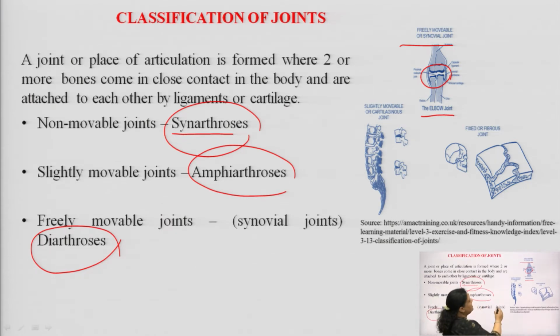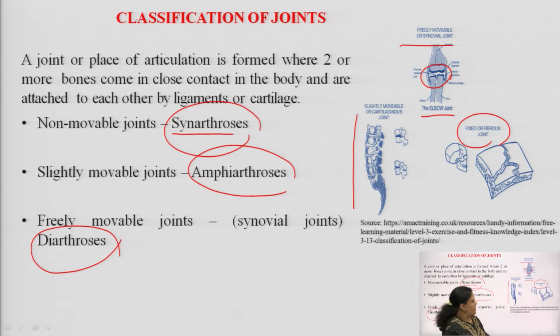And second, you will see the diagram of the spinal cord, or we can say the vertebral column. It is the slightly movable or cartilaginous joint. Slightly movable means amphiarthrosis. The example is the spinal cord, or we can say the vertebral column. Then the third example is the fixed or fibrous joint.